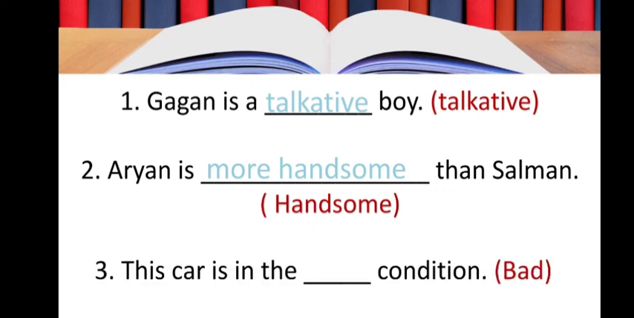The next one is this car is in the dash condition and the adjective given is bad. You can see we are talking about the car only, so we will use positive degree of adjective and the answer will be this car is in the bad condition.